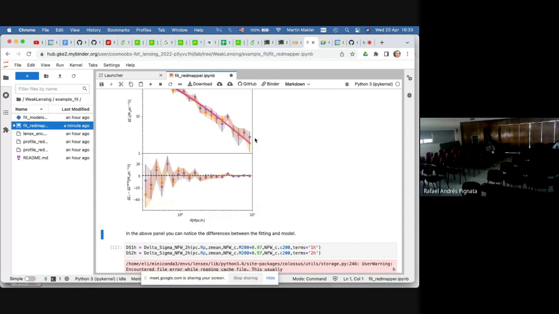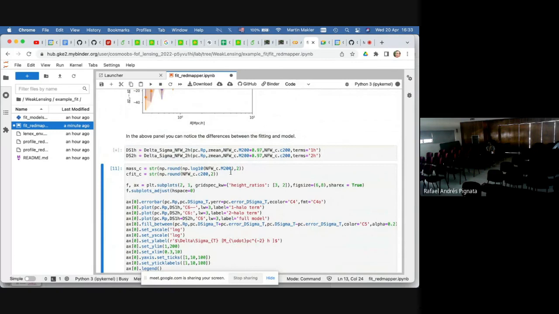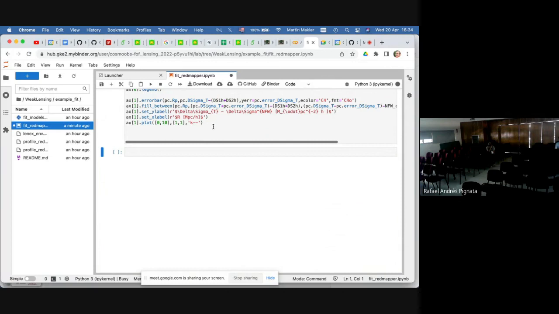I will not go into the details here. And I forgot to show, the two halo term is here, okay? So let's consider this two halo term, go back and fit. This will take a little bit more time to compute, or maybe not so little.